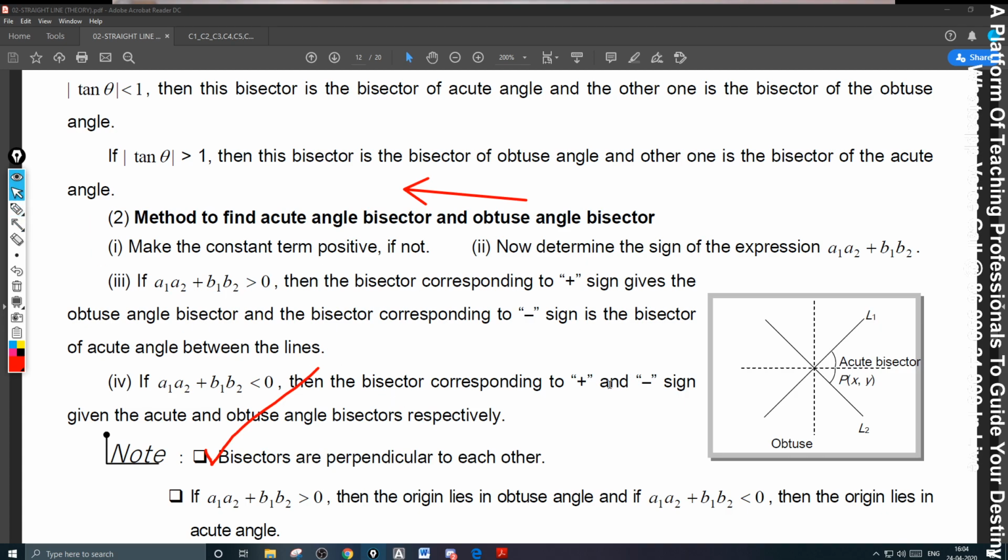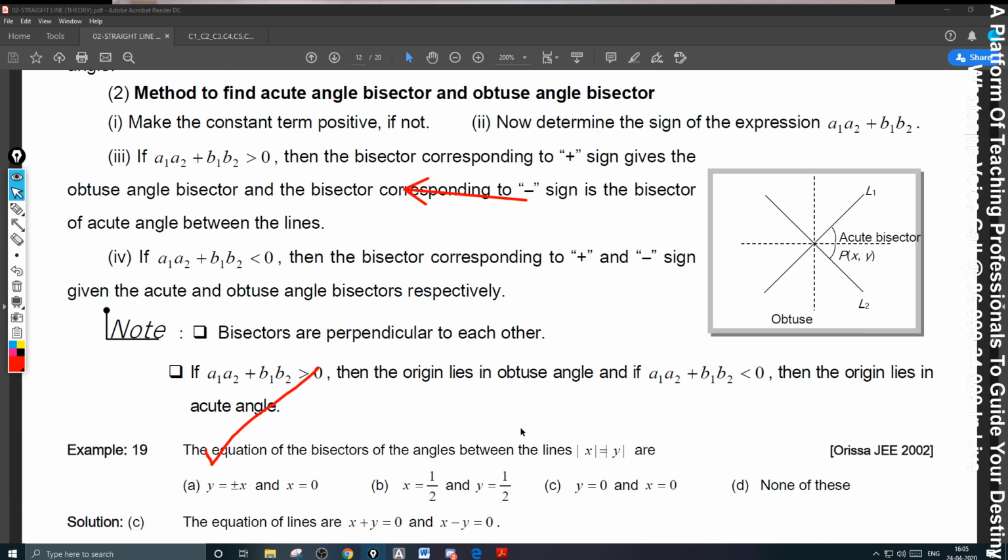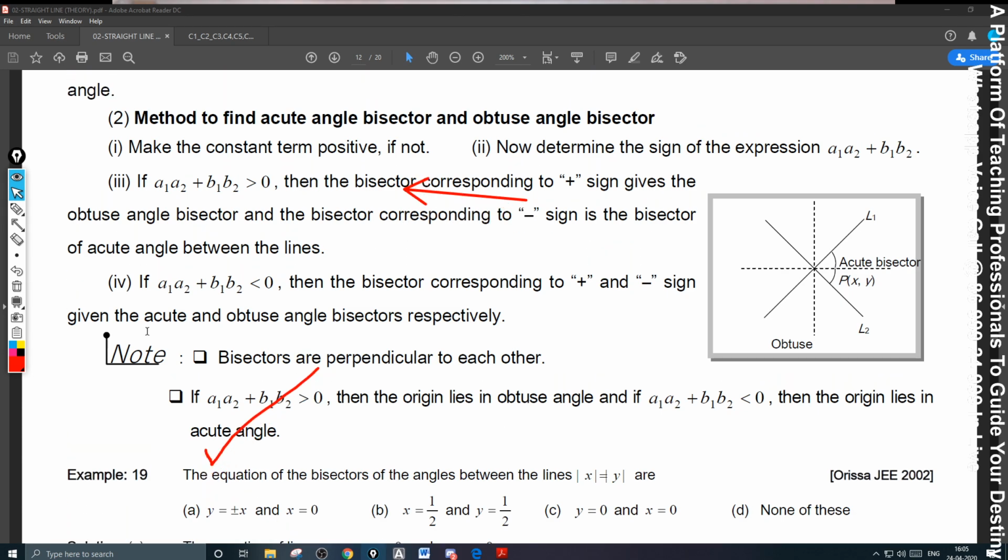Now, let us take a question. The equation of the bisectors of the angles between the lines mod x plus mod y is equal to... mod x is equal to mod y. This is not a big question and you need not apply any formula here. This is all common sense.